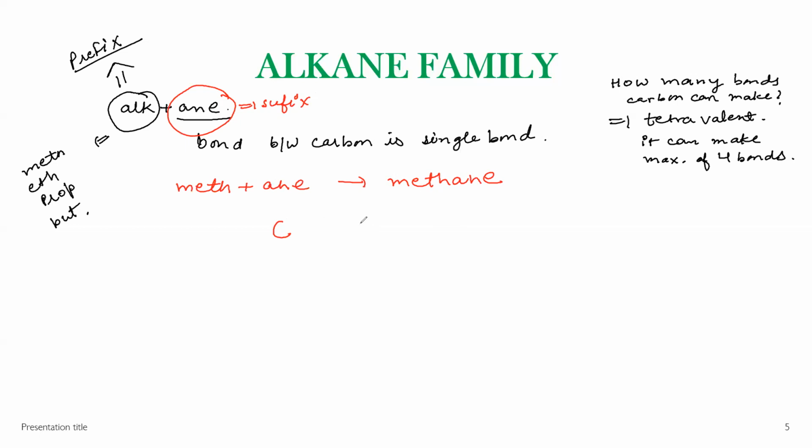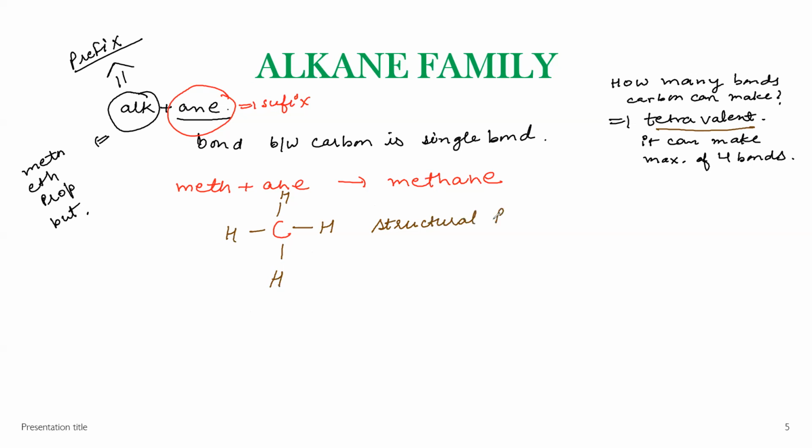And now there is only 1 carbon. And we know that carbon is tetravalent. So there must be four bonds of carbon. So how to make 4 bonds? What we will do, we will give them necessary hydrogens. So I will give it 4 hydrogens, 1, 2, 3, and 4. So this is the structural formula of methane.